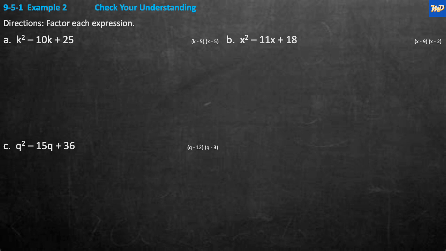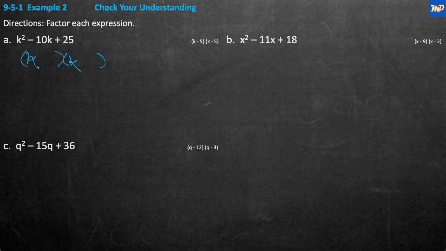As I said, you write two sets of parens. Leave yourself some space. In the first position, you put a k and a k, because that's what it is. And then we have a 25, and we need two factors that are going to give us a negative 10. Again, it's a positive constant c term and a negative b term, which means the only way we can get that is to have two negative terms to give us a positive 25.